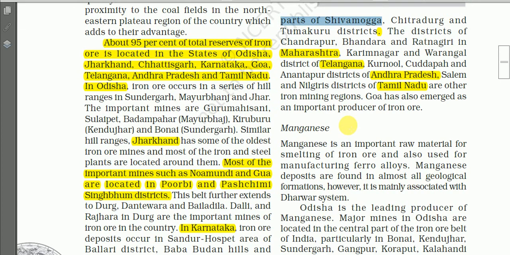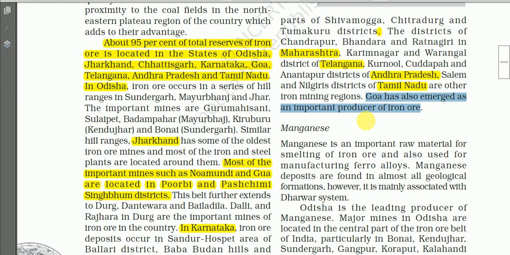In addition to these important states, we have other states like Maharashtra. Important districts where iron ore is found are Chandrapur, Bhandara, Ratnagiri. Then in Telangana, we have Karimnagar and Warangal districts. In Andhra Pradesh, we have Kurnool, Kadapa and Anantapur districts. In Tamil Nadu, we have Salem and Nilgiri districts. And last, Goa, which is also an important producer of iron ore. So this is the distribution of iron ore in India.